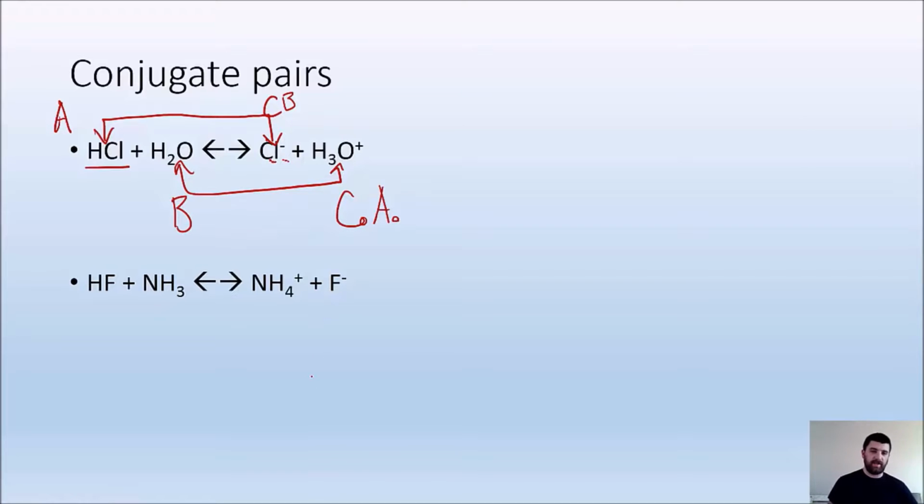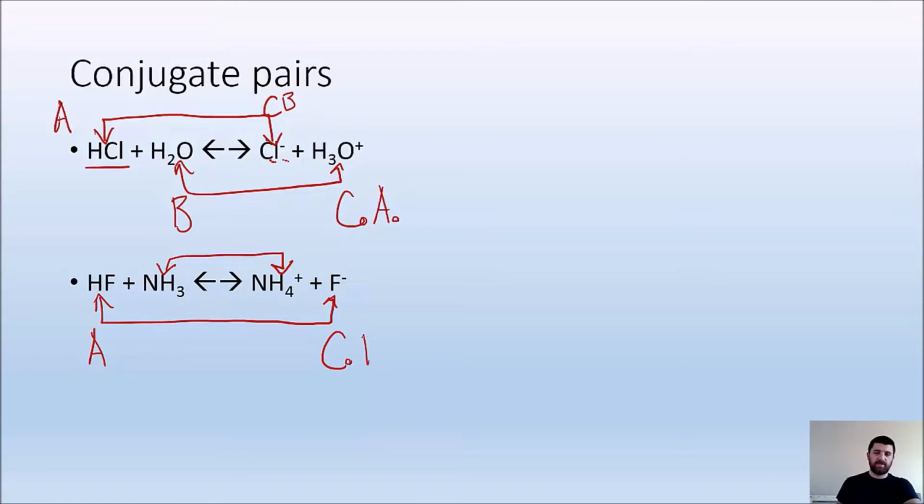Now HF and NH3, all right, becoming NH4 plus and F minus. So it looks like these two are linked together because the only difference is the proton, and these two are together. So they're conjugate pairs. Well, HF gave away a proton, that makes it the acid, which means this fluoride ion is the conjugate base.